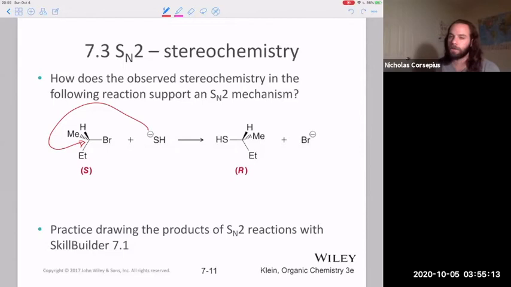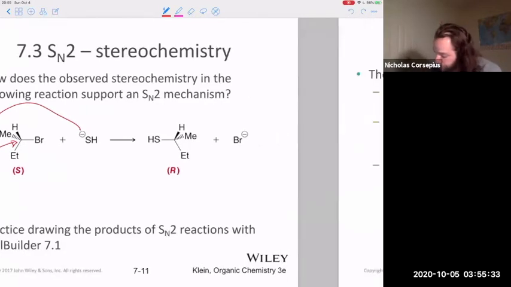And again, by inversion, I don't necessarily mean it goes from R to S. I mean that the molecule actually kind of flips. Think of what happens to an umbrella on a really windy day, right? If your umbrella is keeping you dry, and then all of a sudden the wind goes and pops it up the other way, it inverts. That's what we mean by a stereochemical inversion here.